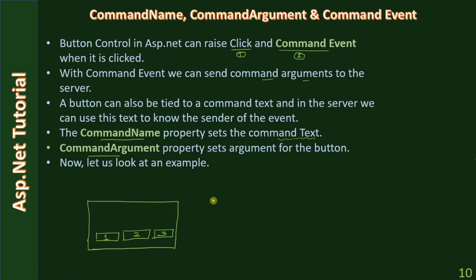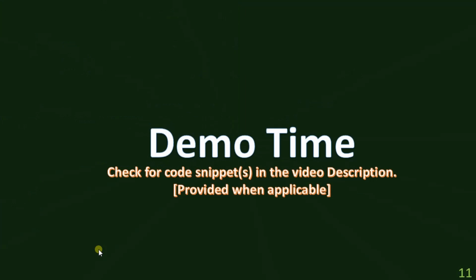And in the server, we can know which button is clicked by the user, and at the same time you will get an argument tied to the command event. So you can make use of the argument and take necessary action. So simply it's kind of having a multiple submit action in one form. Now let's go to demo and see how it works.